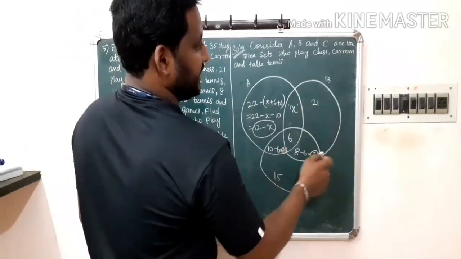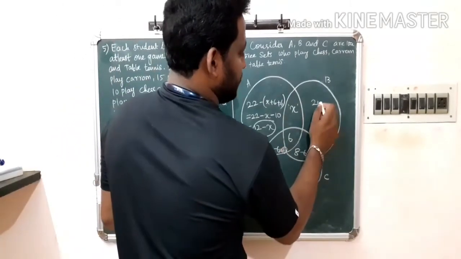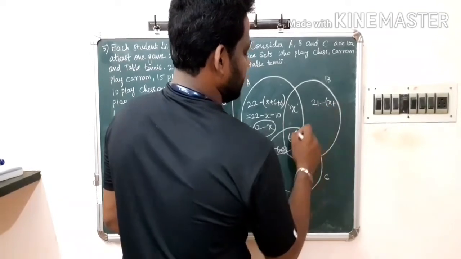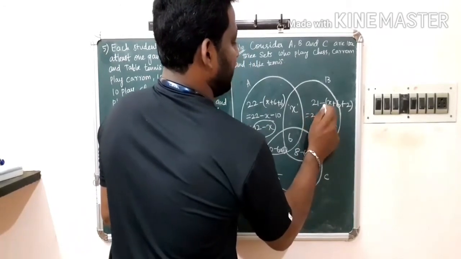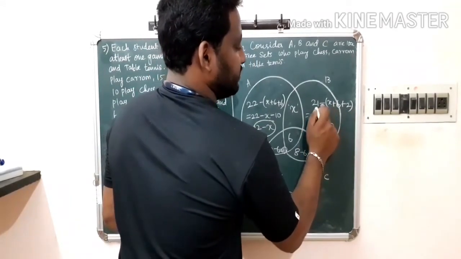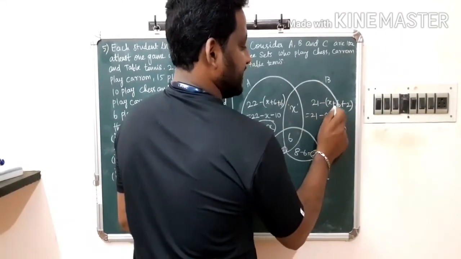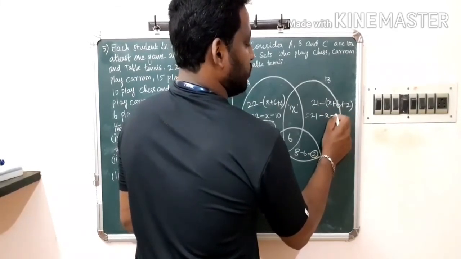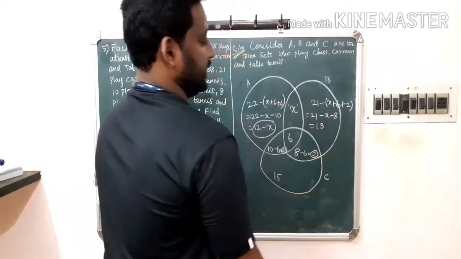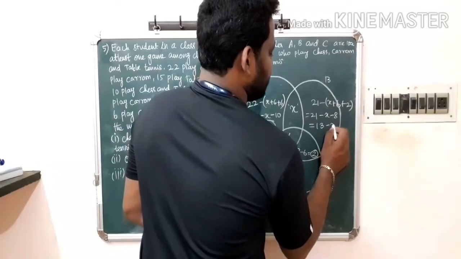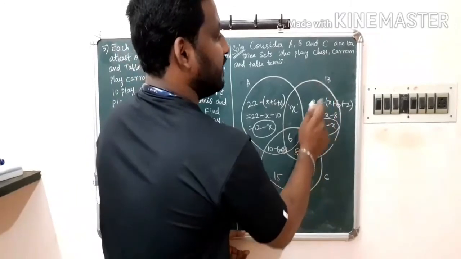So same for set B, that is carom. You have to subtract all the three values. So 21 minus (x plus 6 plus 2). So it is equal to 21, 6 plus 2 is 8, so x plus 8 is subtracted. We subtract it with the bracket. So plus x will change into minus x. 6 plus 2 is 8, plus 8 will change into minus 8. So 21 minus 8 is equal to 13 minus x. So this 13 minus x is for only those who play carom.